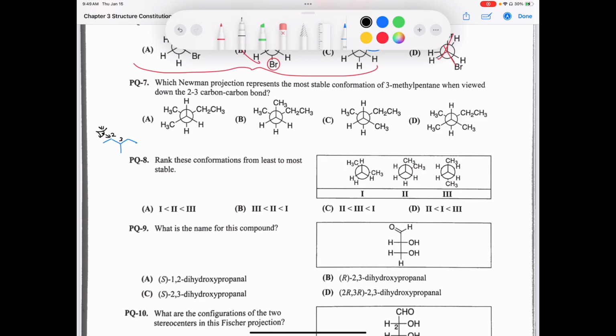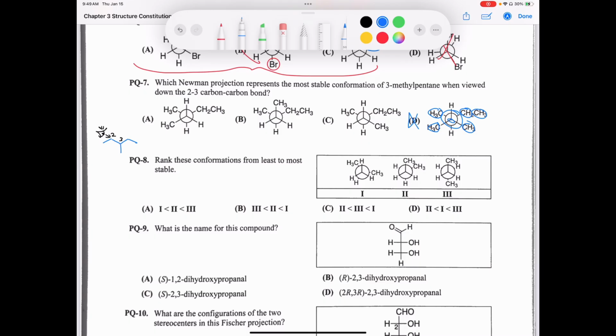Well, the first thing I would note is that 3-methylpentane has 6 carbons in it. And you can see that in D, we have 7 carbons, right? We have 1, 2, 3, 4, 5, 6, and 7. So D is definitely not an answer. Whereas A, B, and C, these are all different Newman projections of this molecule, 3-methylpentane.